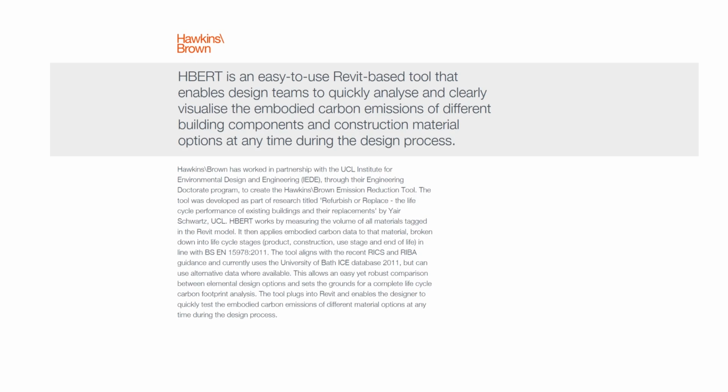My name is Yair, and today I'm going to talk about Hawkins-Brown Emission Reduction Tool, or HBERT. HBERT is a Revit-based plugin that lets you calculate your design's embodied carbon while you design your building, while you use Revit. It's a really easy to use tool, and I hope you'll enjoy this tutorial.